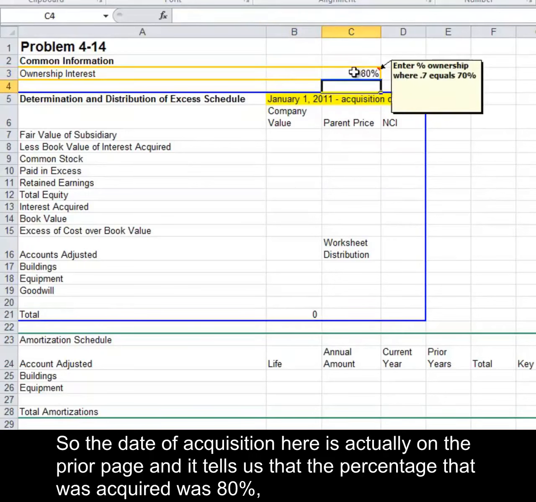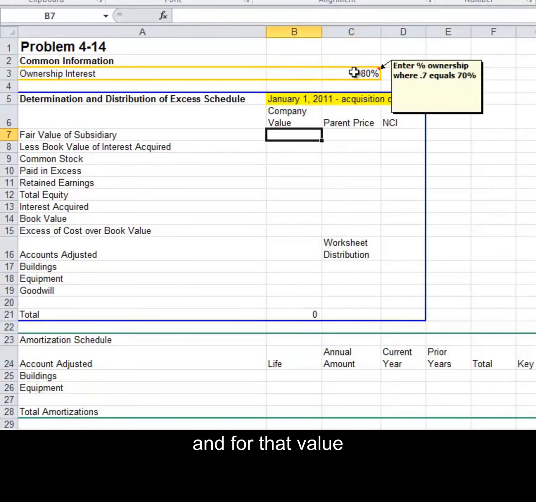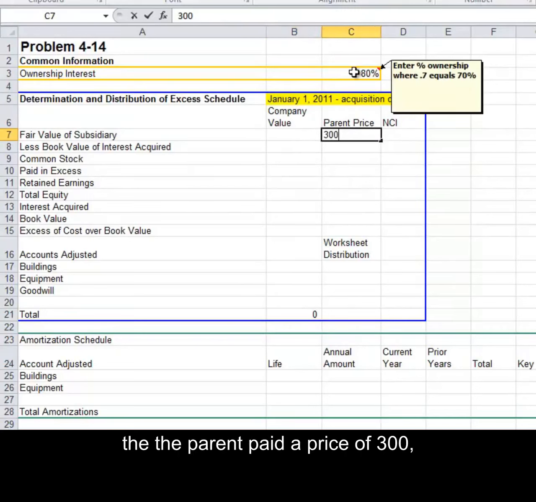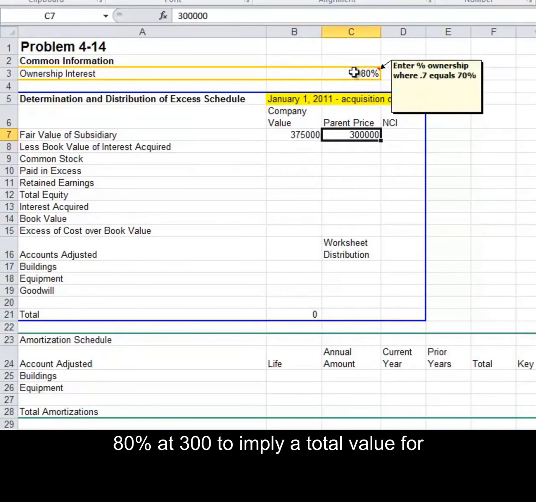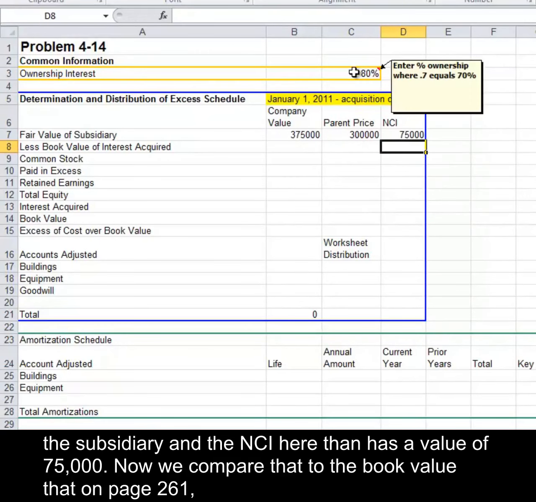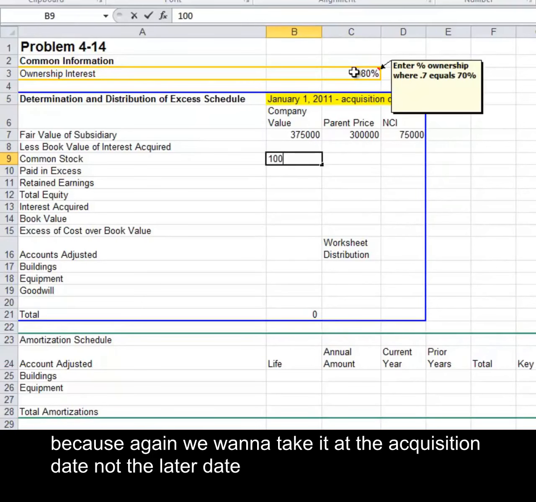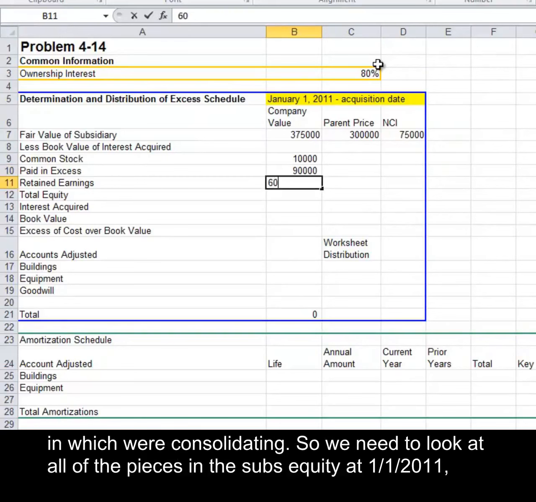and it tells us that the percentage that was acquired was 80%, and for that the parent paid a price of $300, and we know from our previous examples that we use that 80% at 300 to imply a total value for the subsidiary. The NCI here then has a value of $75,000. Now we compare that to the book value on page 261, because again we want to take it at the acquisition date, not the later date in which we're consolidating.